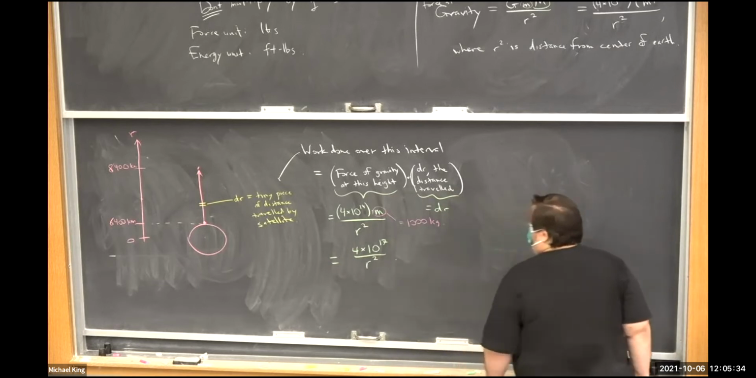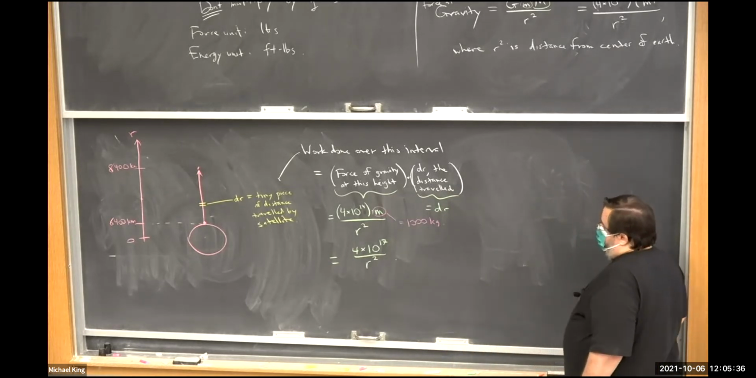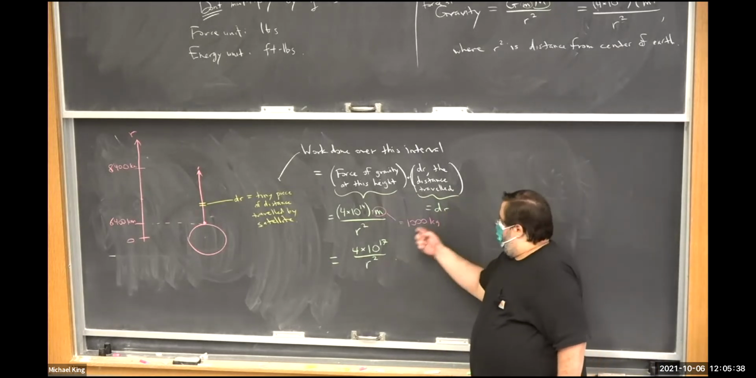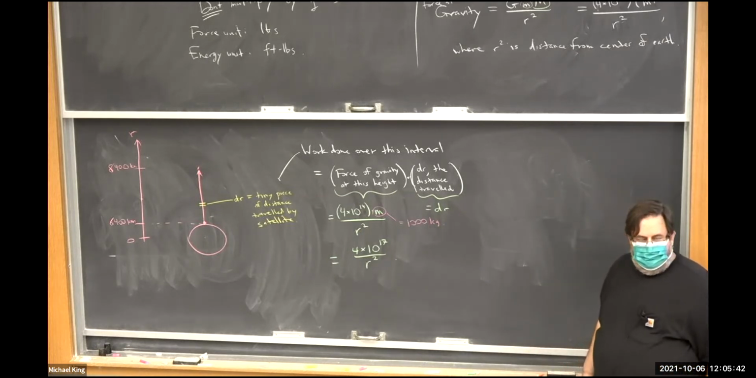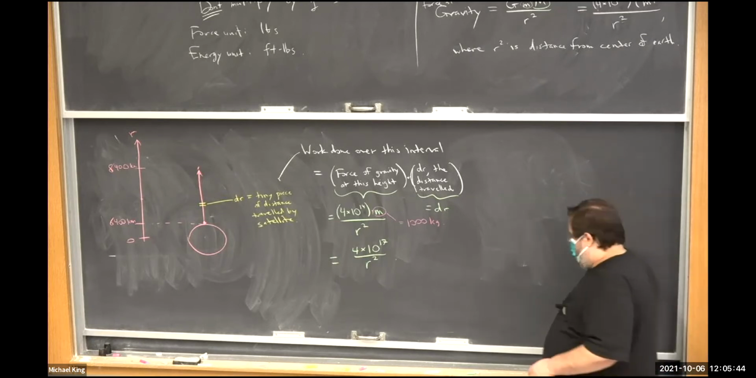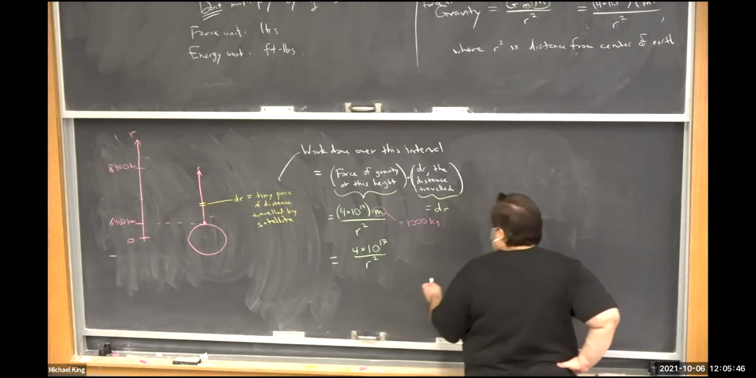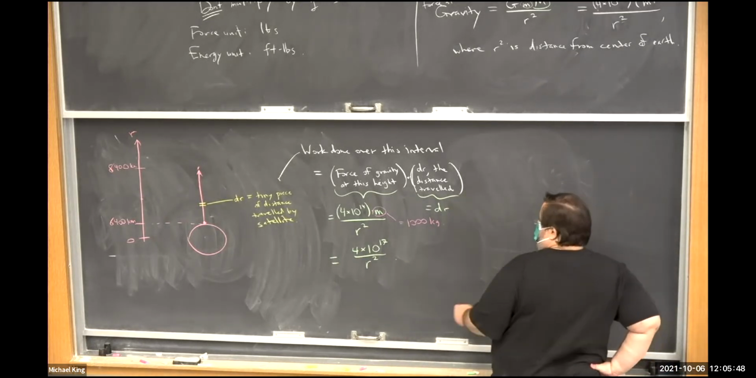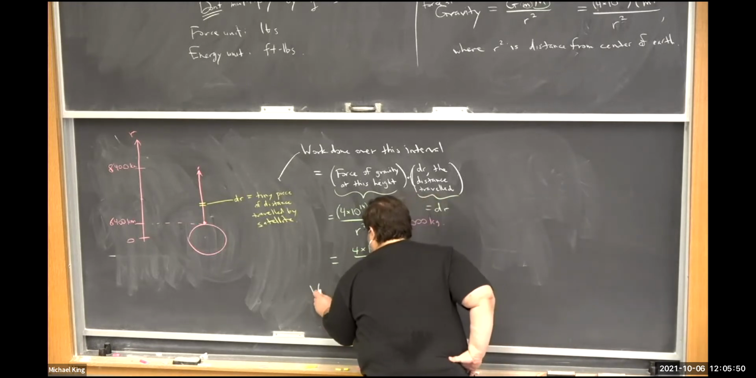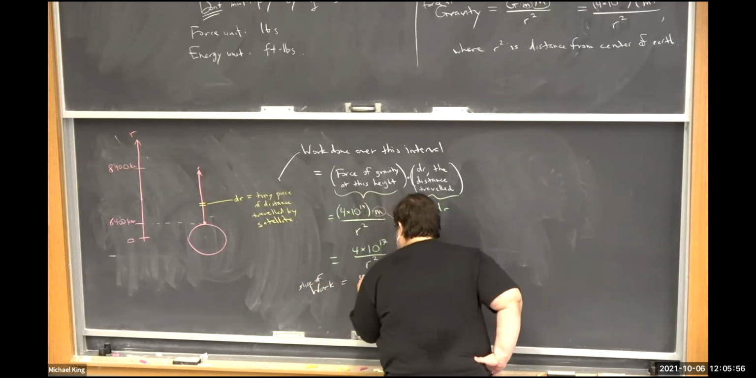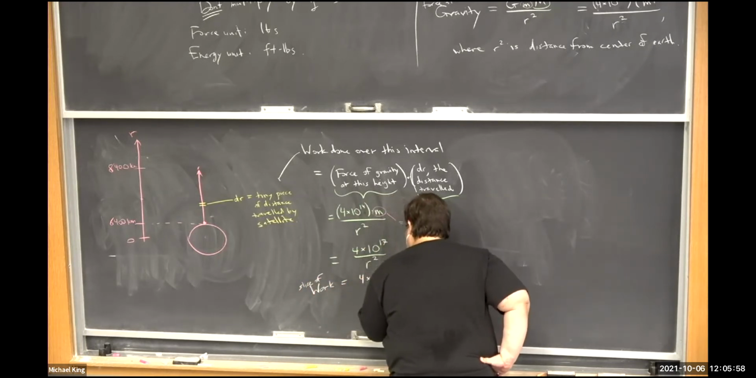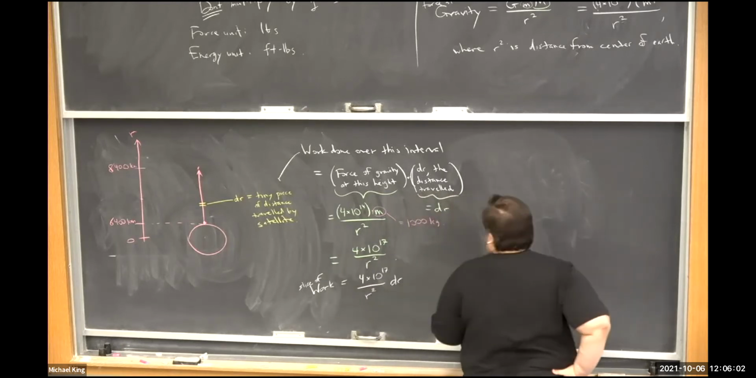Okay. And so the work is just this number times dr. The force of gravity times the distance traveled. So I guess the little slice of the work done is 4 times 10 to the 17th over r squared dr.